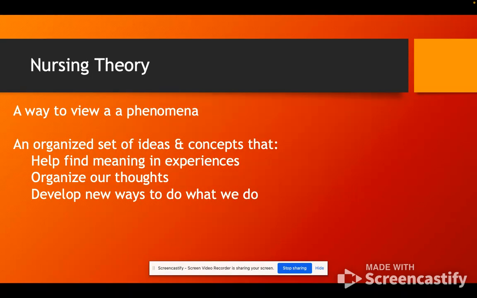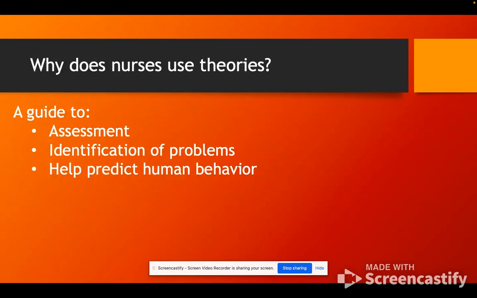Nursing theory is actually a way to view a phenomena. It's an organized set of ideas and concepts that help find meaning in experiences. It's a way to organize our thoughts and also to develop new ways to do what we do. As nurses, we have different processes that we do every day, and nursing theory can give us ideas of new ways that we can do certain processes.